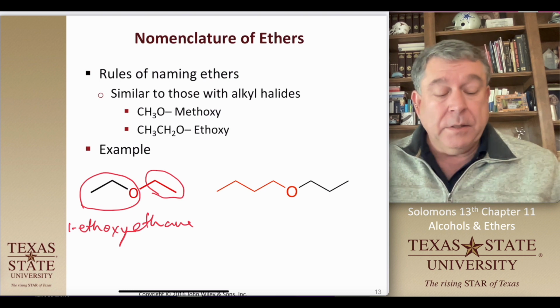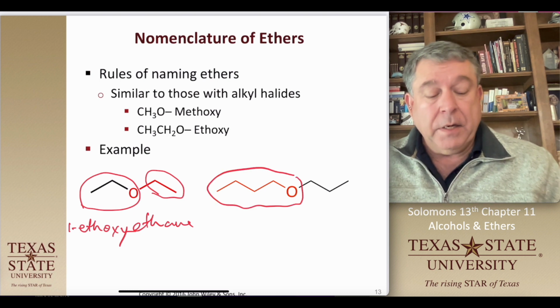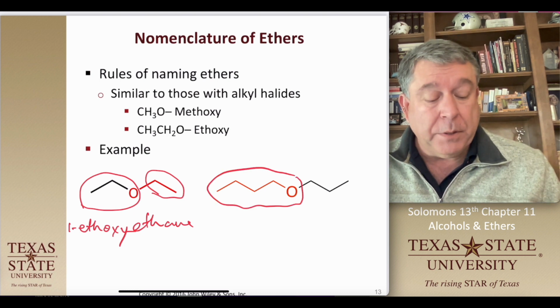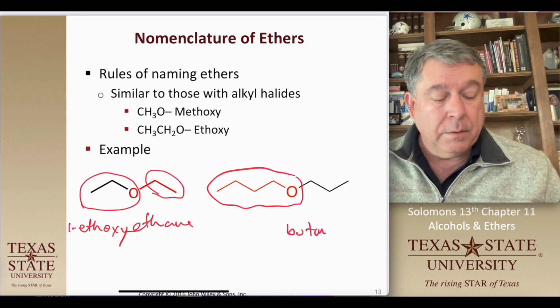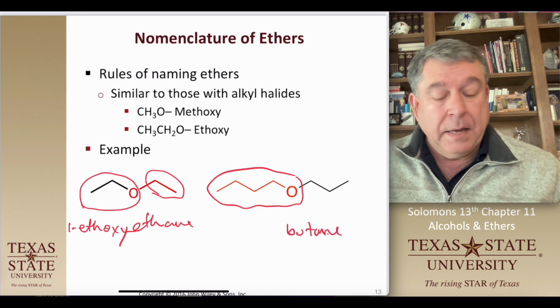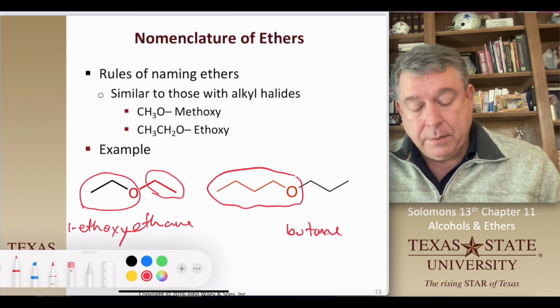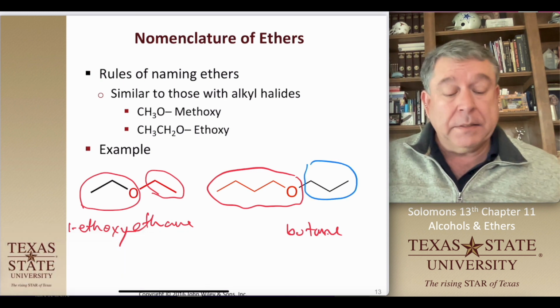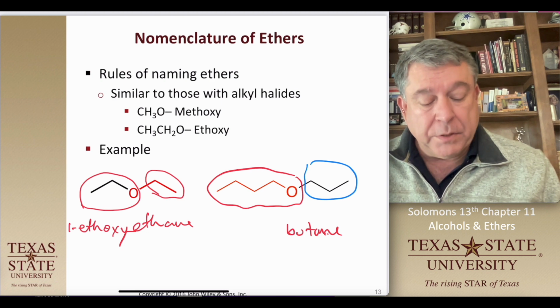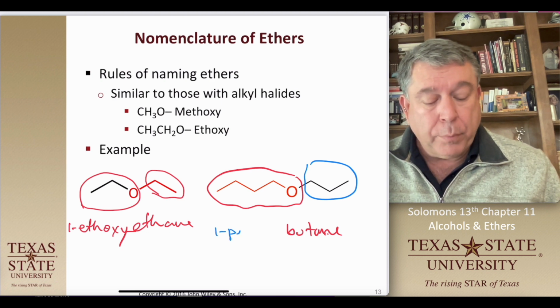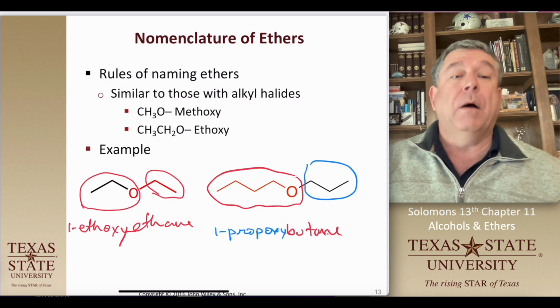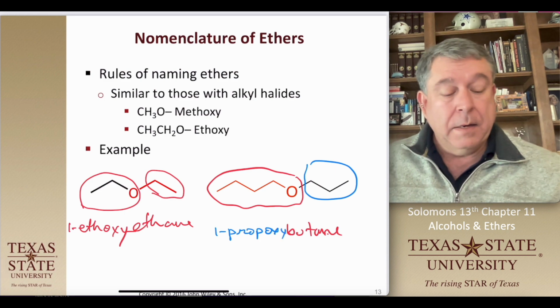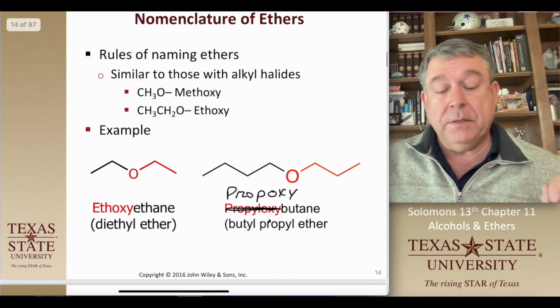Okay, now let's do the same thing for this one. The longest chain is bute, so we're going to use butane right here. And then we have a propyl group here, so we have to use prop-oxy. And it's on the 1 position again, so 1 prop-oxy butane, all one word, okay? Now please note the error on the slides, please fix that.